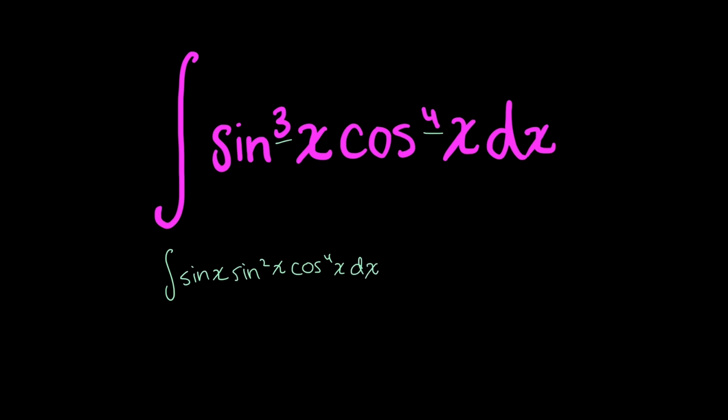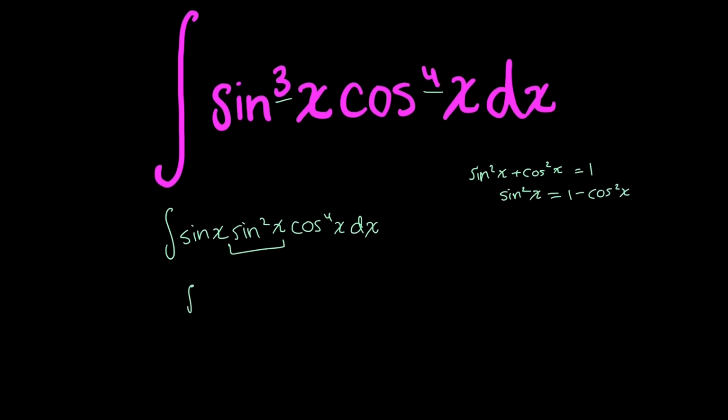Now the reason I've done this is so that I can rewrite it in terms of cosine using my Pythagorean identity, which is sine squared x plus cosine squared x gives me 1. Rewriting this in terms of cosine, sine squared x is equal to 1 minus cosine squared x. So now I could just plug that into my integral, so I get sine x times 1 minus cosine squared x times that cosine to the power of 4x, which I have not changed.